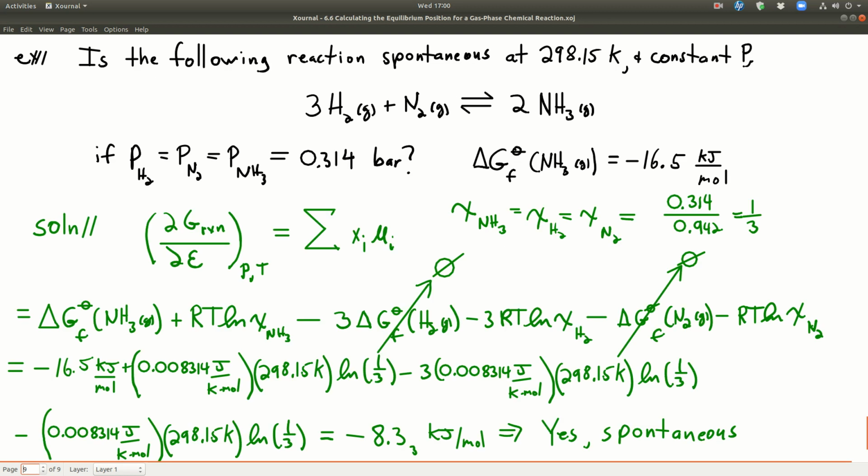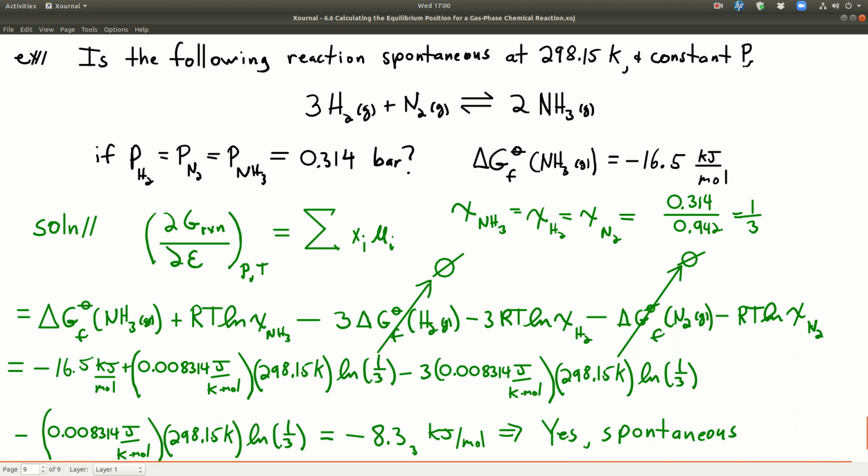We want to see if this reaction is spontaneous or not at 298.15 Kelvin, constant pressure, if we start out with this pressure of each of the reactants, which I made the same as each other, 0.314 bars. Because the chemical potential at standard state is equal to the delta G of formation of that species, we need to know the delta G of formation for ammonia. It works out because the delta G of formation for hydrogen and nitrogen is 0, because those are elements in their standard states. So that just goes away.